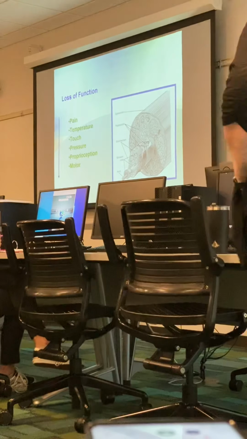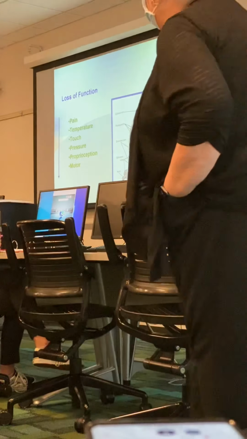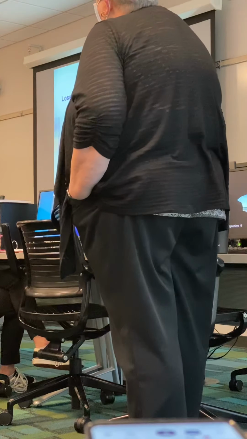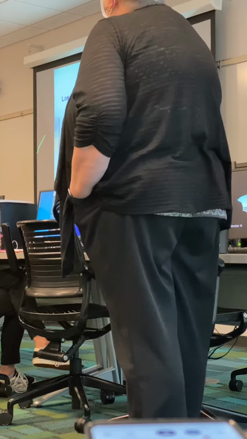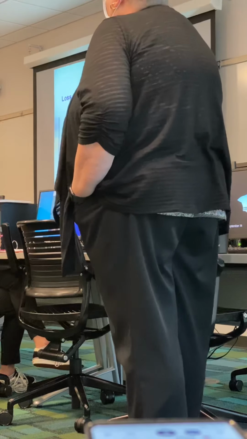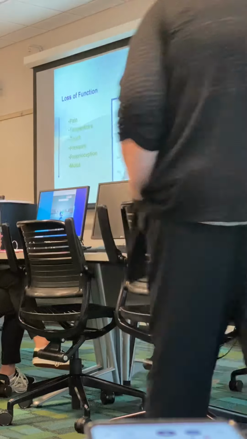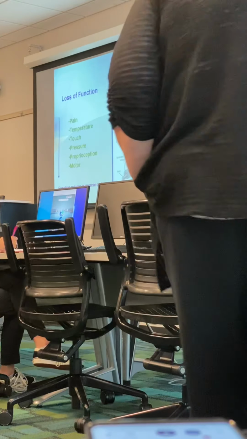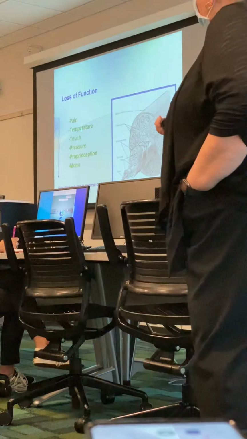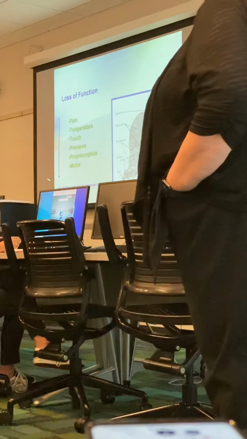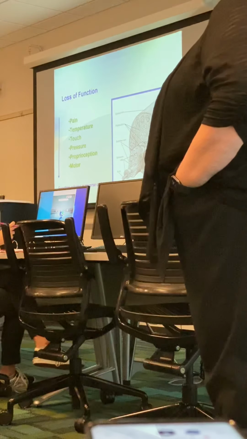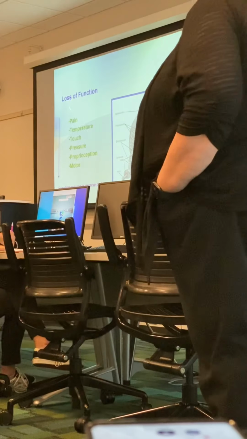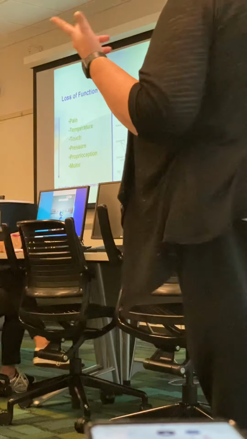Okay. Now yes. So for the exam, should we know what comes next? You just need to know that there is the loss of function. Okay. Now, when the function comes back, it's going to come back in the reverse order. So if someone loses all of these functions, the first one that's going to come back is the motor function, and then the proprioception, and then eventually the pain will come back. Okay?